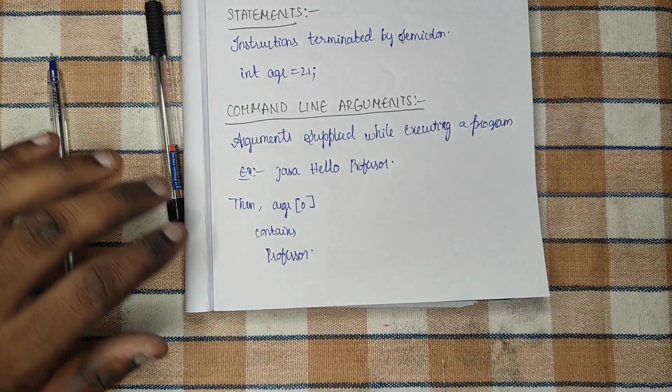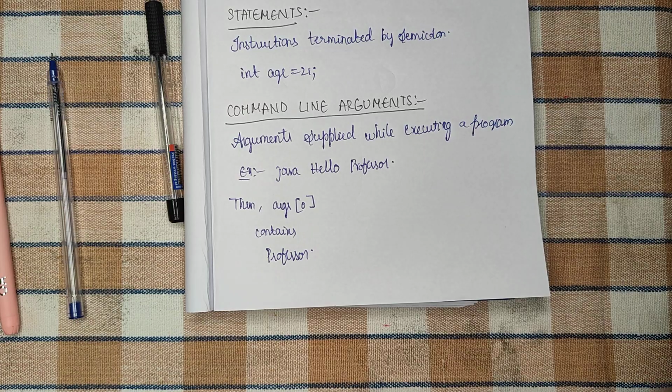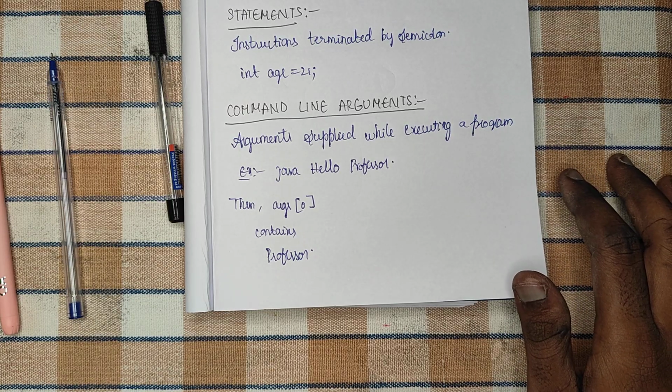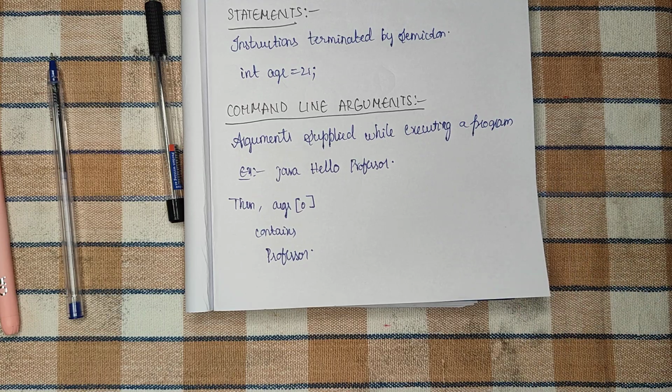As a quick revision, we have learned our first Java program: structure of the program, class, main method, System.out.println, tokens, statements, and command line arguments. In the next video, I'm going to give some expected semester questions. That's all for today.